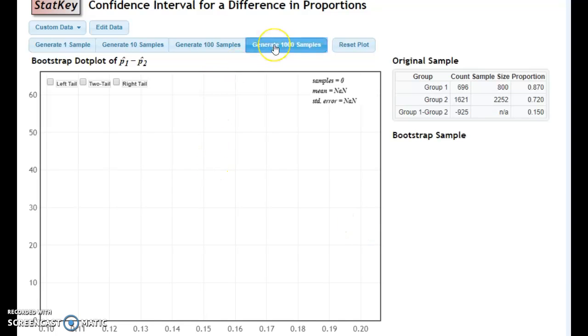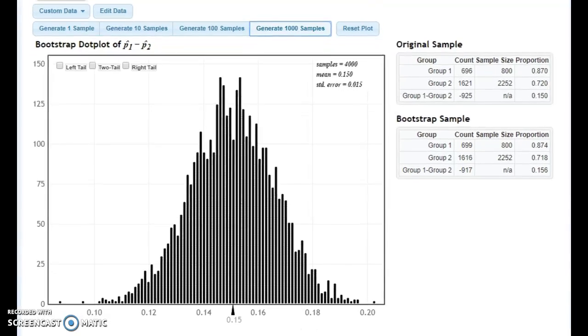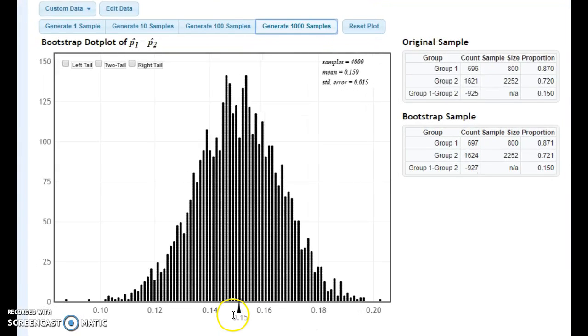Okay. So a couple thousand samples. You notice we're right here around 15%. That is the difference between the two proportions. And, okay, and so I can just do two-tail, 95%. Comes up between, I'd round that to 12 and 18%. So it looks like about the same answer.